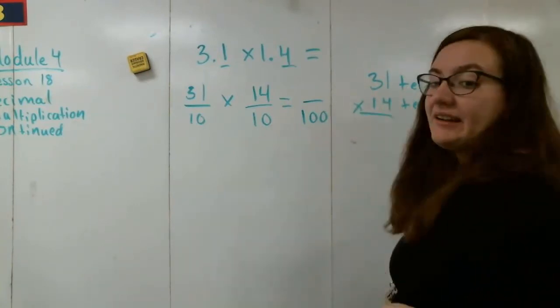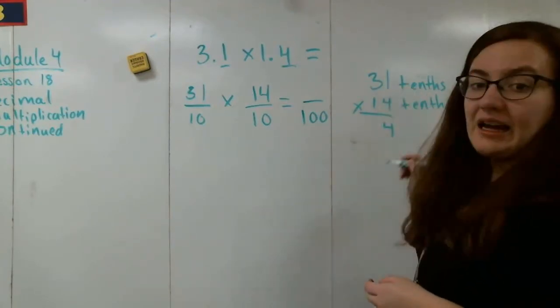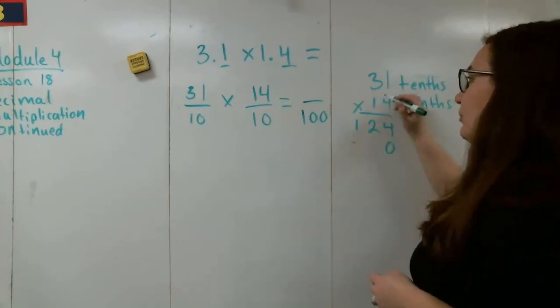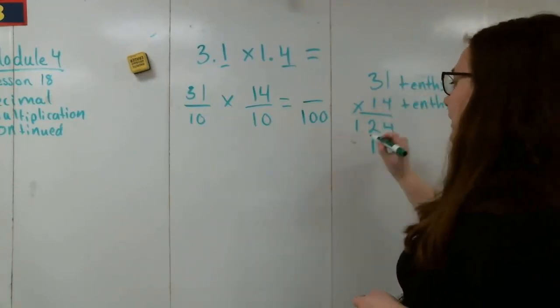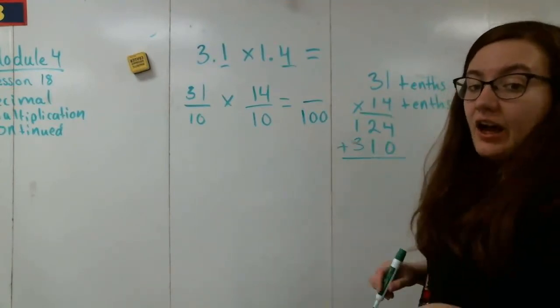And now I can solve. So we have 1 times 4, which is 4. 4 times 3, which is 12. Add a 0 right here. 1 times 1 is 1. 1 times 3 is 3. And now I can add everything up.